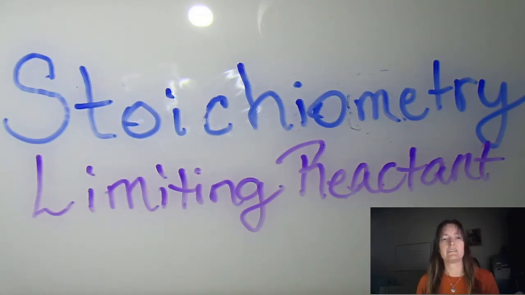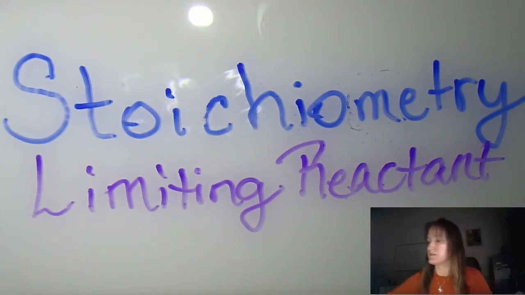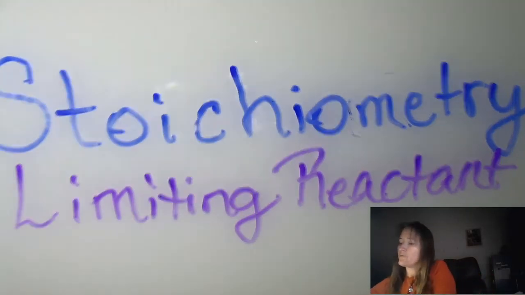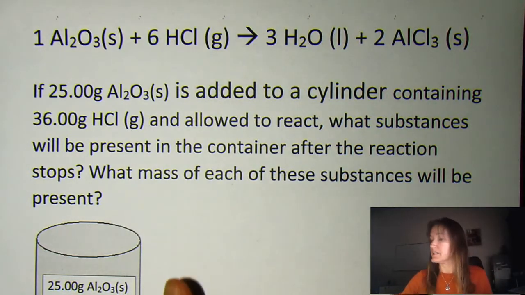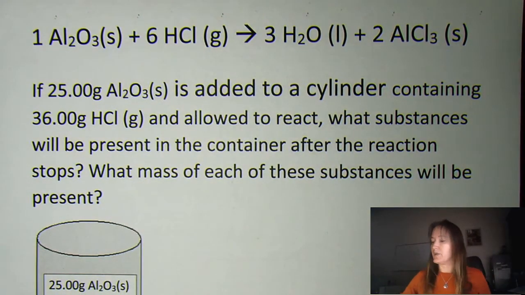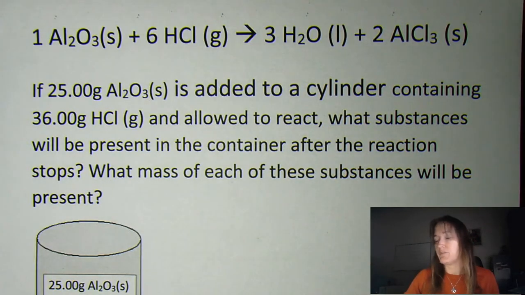Our video today is going to be about the topic of stoichiometry, specifically limiting reactant types of calculations. What we're going to be looking at is this example reaction here. In this reaction we have aluminum oxide solid reacting with hydrogen chloride gas, and it produces water and aluminum chloride. This is a neutralization reaction.